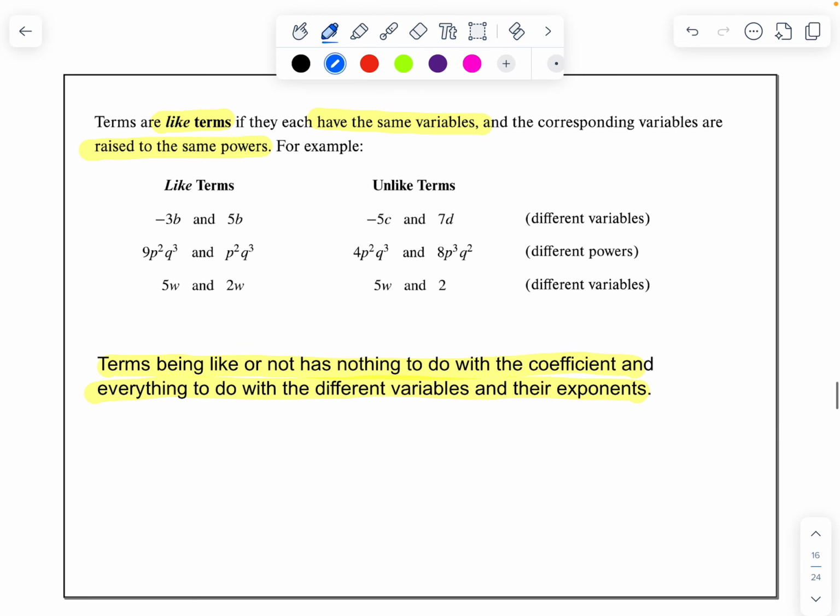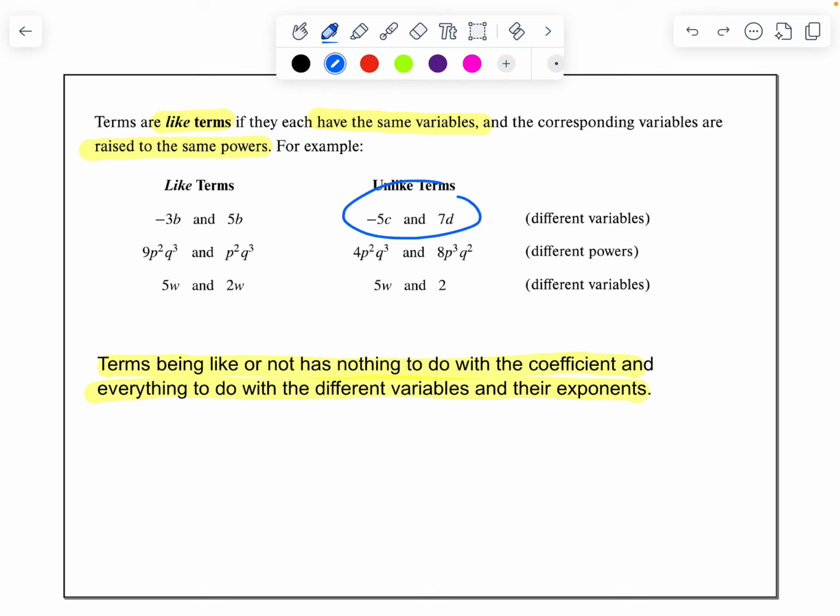When we try and combine things to simplify, we're looking specifically for like terms most of the time. Like terms have the same variables raised to the same power. So these two, for example, are like terms because they both have a b with no exponents. The next two are like terms because they both have a p and a q. The p has a squared, the q has a cubed exponent. So since they have the same variables and the same exponents, they're like terms. And ditto here, they both have just a regular old w.